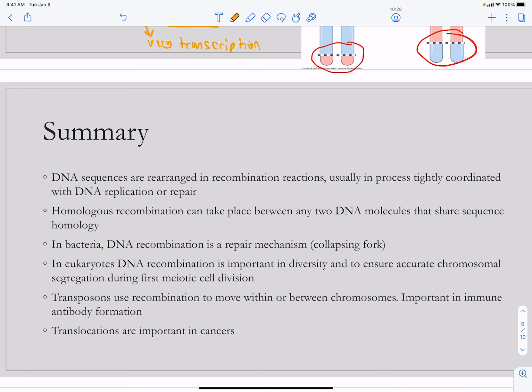So we have rearrangement of sequences, and this is natural when we generate gametes, through homologous recombination. Bacteria are going to use recombination as a repair mechanism. I didn't really talk about that, so don't worry too much about it. In eukaryotes, we're going to have recombination during mitosis. And then, of course, we have transposons, which are going to jump between chromosomes and within chromosomes. It's important for our bacteria. Transposons are important also for genes such as antibodies. And then we have translocations that are important for cancers.